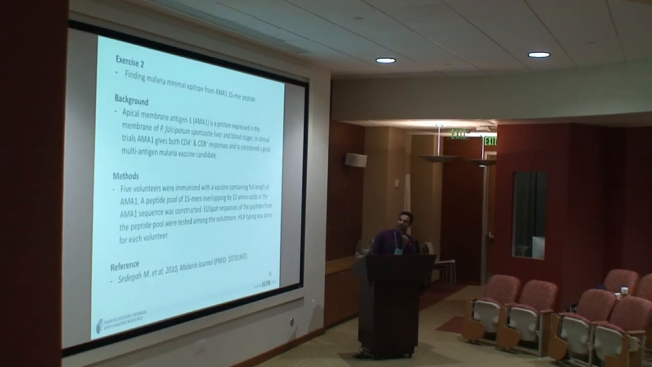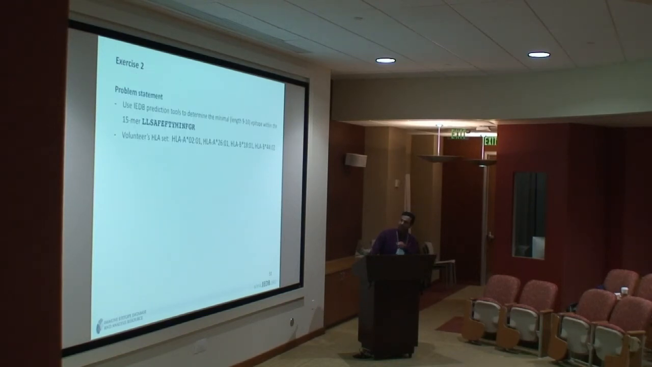I'll start it. In the second exercise, which is taken from this particular paper, we show a malaria antigen that is shown to induce both CD8 and CD4 responses, and our goal is to find the minimal epitope in this 15-mer. We have HLA typing data there. So the question is, can we use the IEDB recommended method for this peptide, given that we already know the HLA typing of the donor.